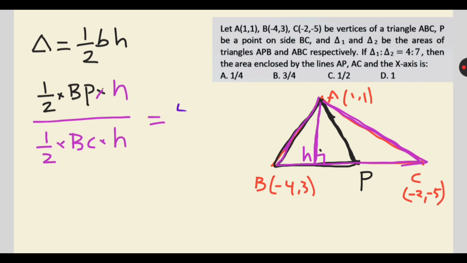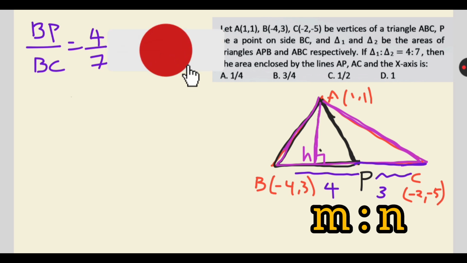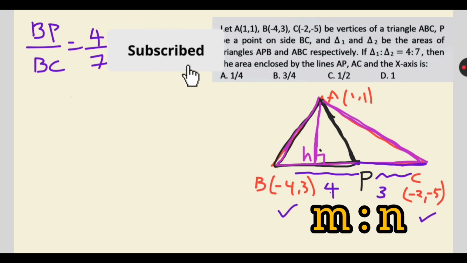That ratio is 4/7. Here half gets cancelled, h gets cancelled, so we are left with only BP over BC, that is equal to 4/7. If the distance BC is 7 and the distance BP is 4, that means the distance PC is 3, isn't it? So we know the m to n ratio, and also we know the B point and C point. So using this information we can find the value of P, isn't it?